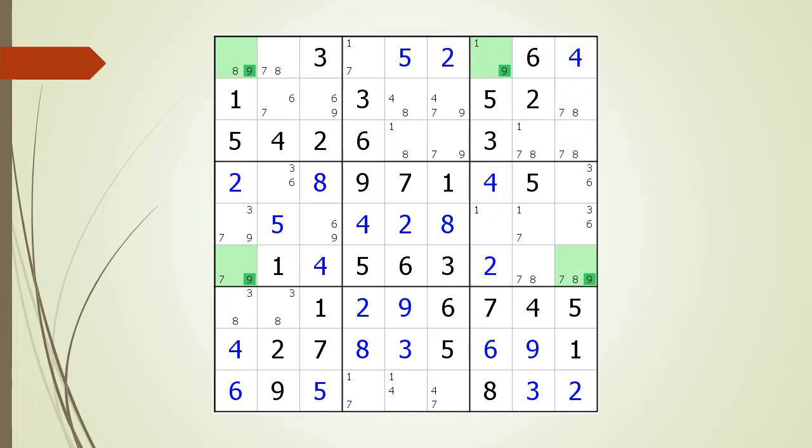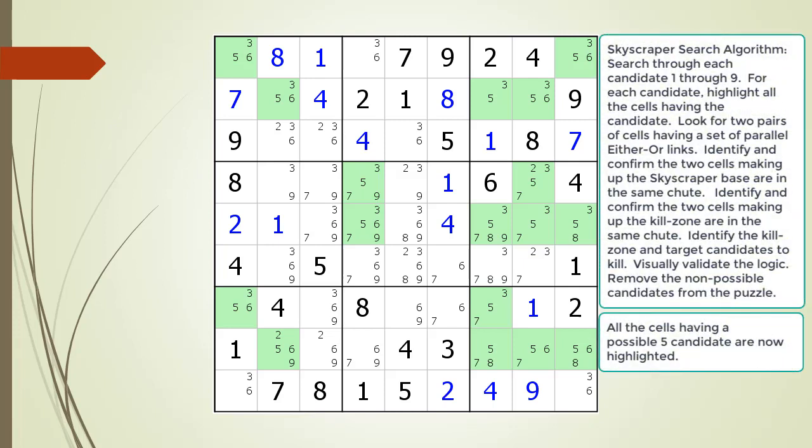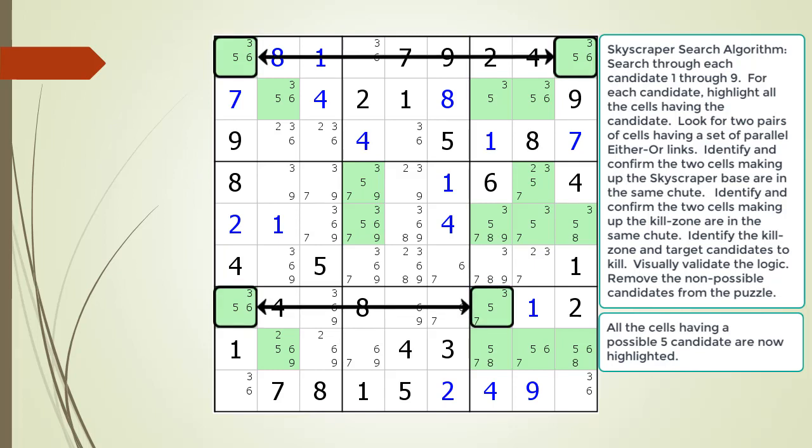Next, we are going to discuss an updated skyscraper search algorithm based on chutes and links. Consider the following Sudoku in progress. All the cells having a possible 5 candidate have been highlighted. We look for 2 pairs of cells having a set of parallel either-or links. We find a set of cells and we identify the 2 base cells of the skyscraper and make sure the cells are in the same chute.